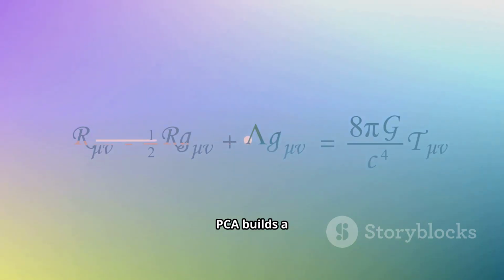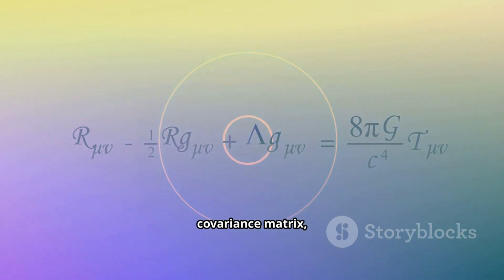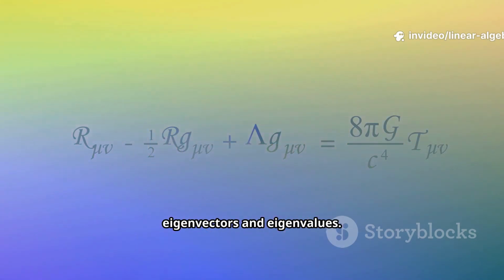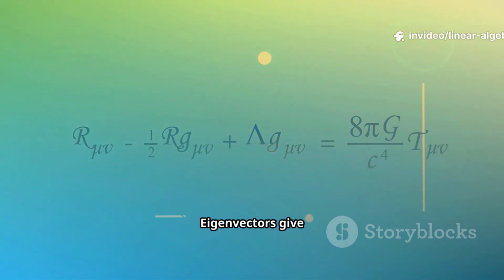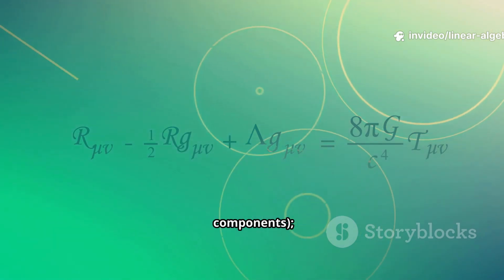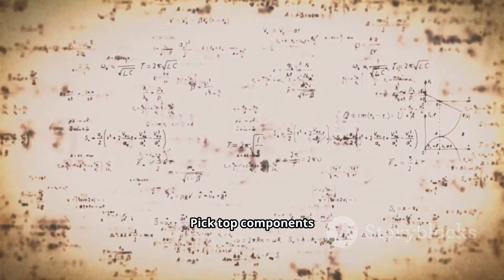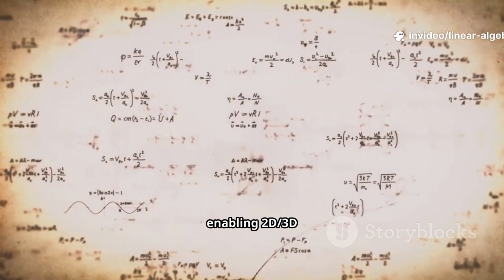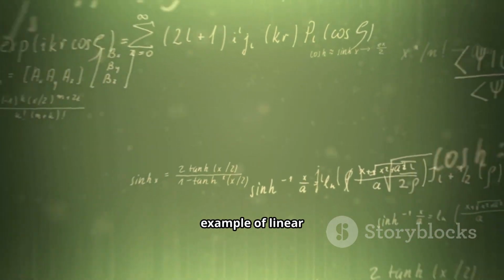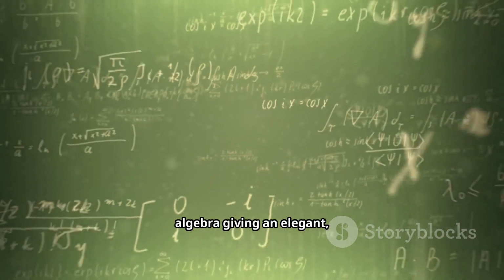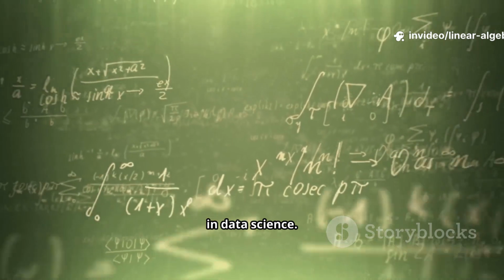Under the hood, PCA builds a covariance matrix, then finds eigenvectors and eigenvalues. Eigenvectors give directions, components. Eigenvalues show how much variance each captures. Pick top components to reduce, say 100 features to 2 or 3, speeding training and enabling 2D and 3D visualization that reveals clusters and patterns. PCA is a classic example of linear algebra giving an elegant practical solution in data science.